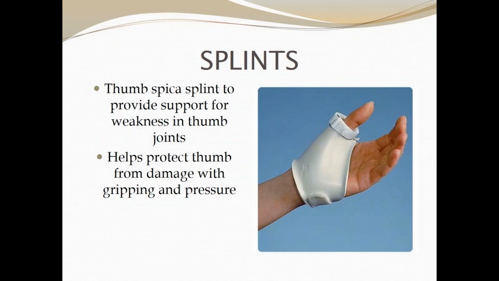So here's an example of a thumb spica splint. This is a custom fabricated thumb spica splint. An OT or a hand therapist would make this for you in a clinic, and this would be used for someone who has unstable thumb joints or pain in their thumb, to help them better use their hand without creating further damage and just providing support to that joint.